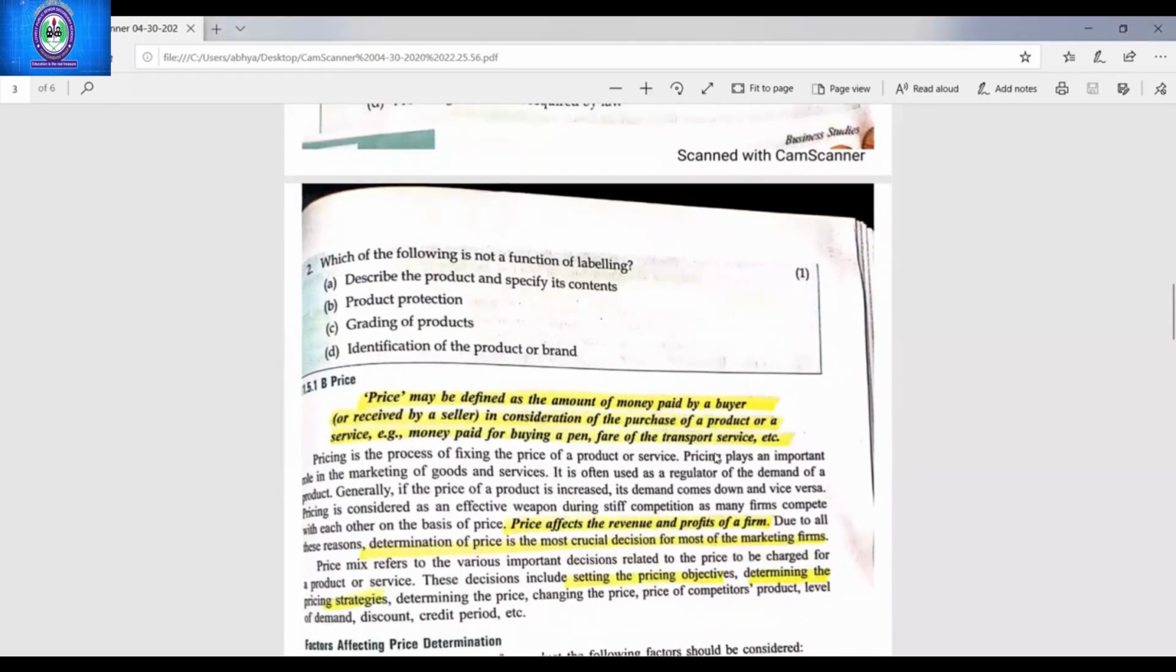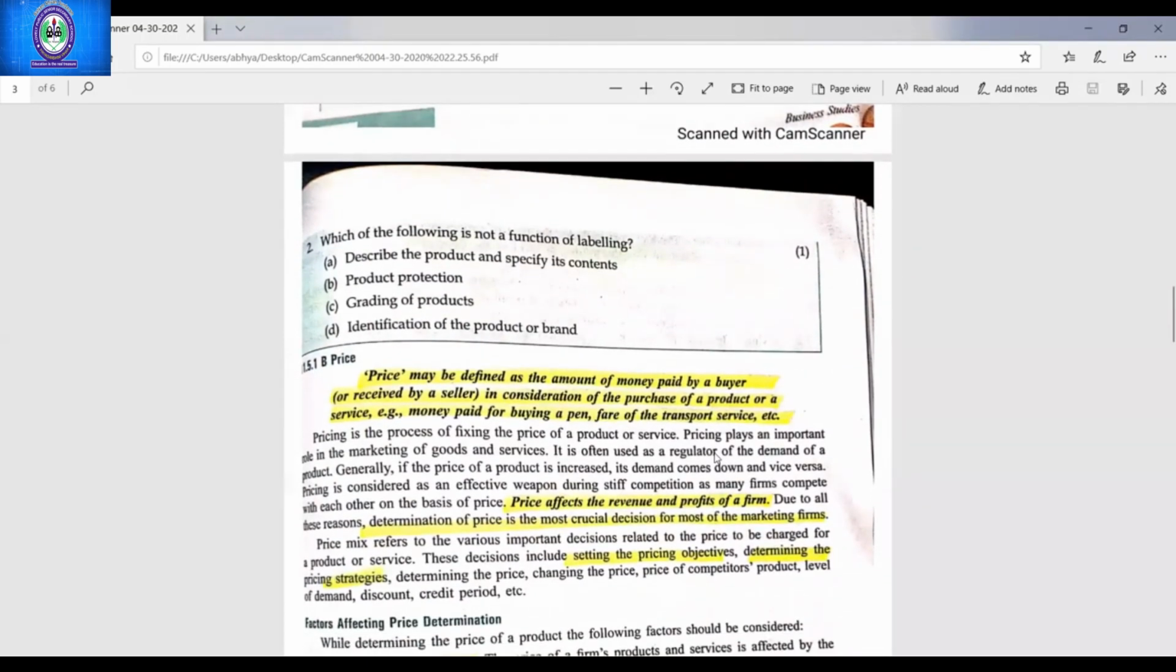Question number 2, fast. Which of the following is not a function of labeling? First, describe the product and specify its content. Second, product protection. Third, grading of products. D, identification of the product or brand. Yes, what is the answer? Yes, everyone is correct. It's product protection.